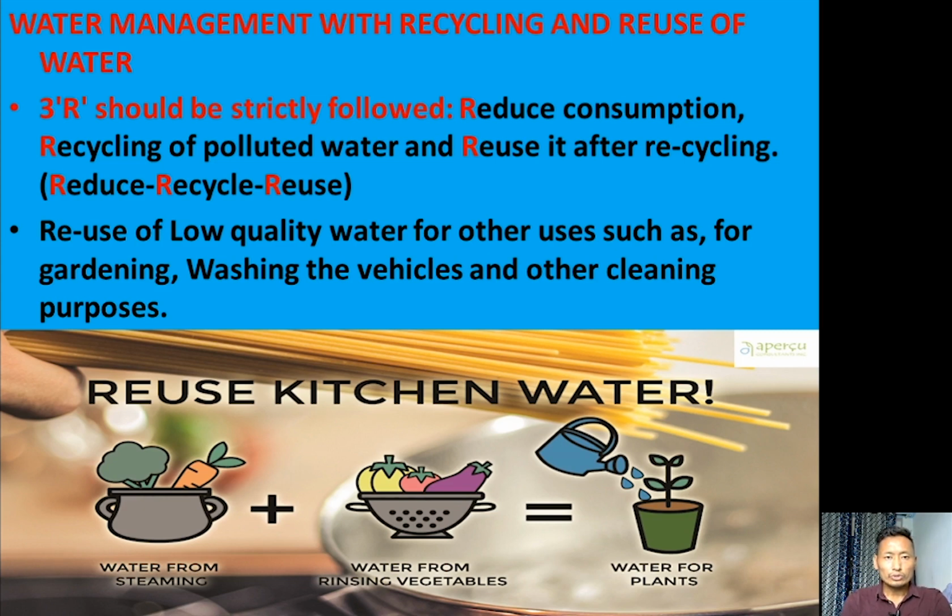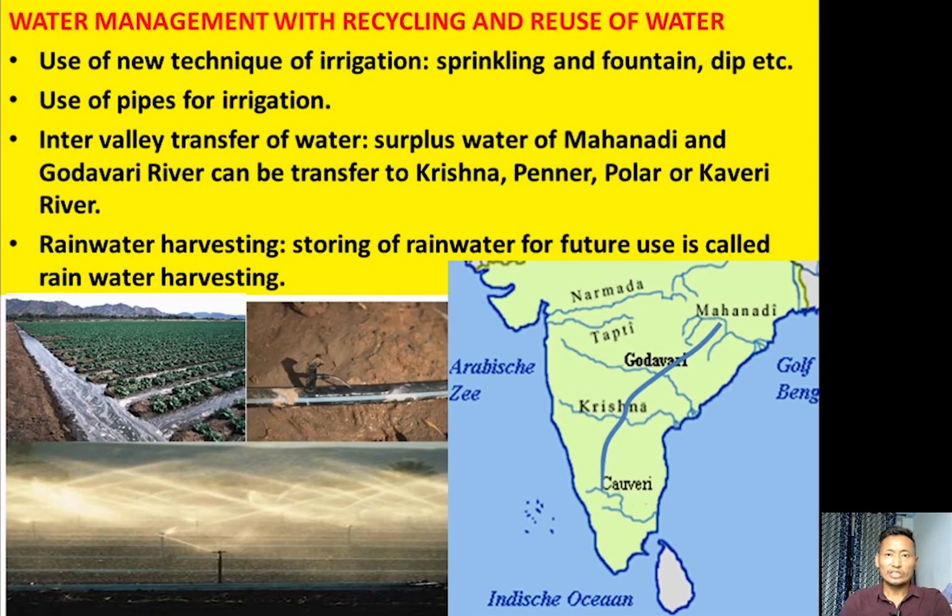Reuse of low quality water for other uses such as gardening, washing vehicles, and other cleaning purposes. For example, reuse of kitchen water. We wash the fruits and other things in the kitchen, so we can use this water for gardening purposes. This is called reuse of kitchen water, or reuse of low quality water for other purposes, such as gardening, washing vehicles, and other cleaning purposes. This is water management with recycle and reuse of water.